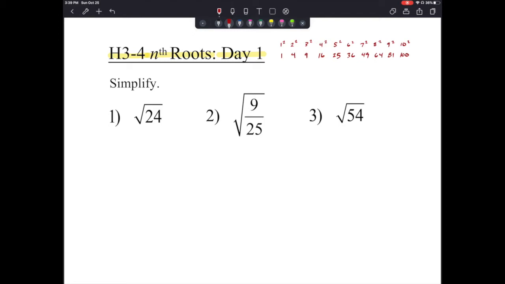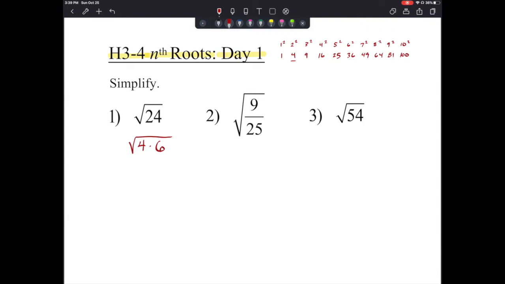So if I'm looking to simplify the square root of 24, we know that 24 has a perfect square factor of 4. So with this one, it's pretty easy. We can take the square root of 24 and make it the square root of 4 times 6. Notice I didn't try to simplify anything. I just changed 24 to 4 times 6.